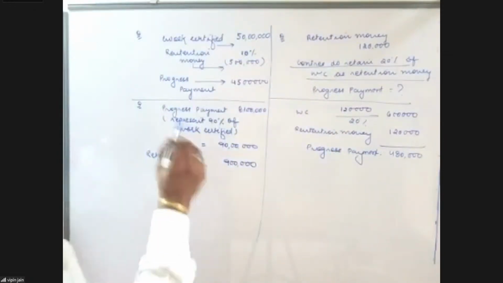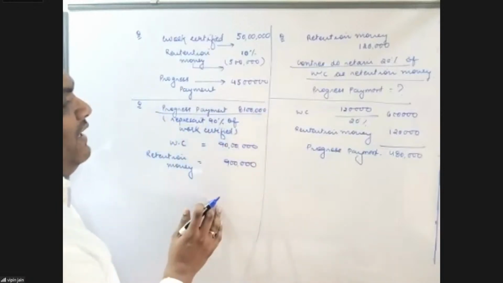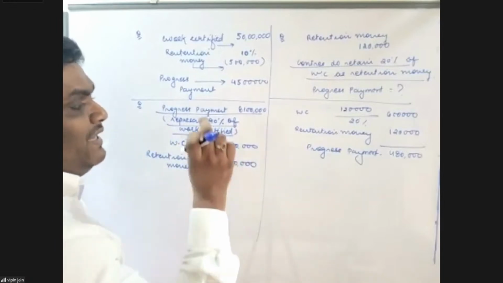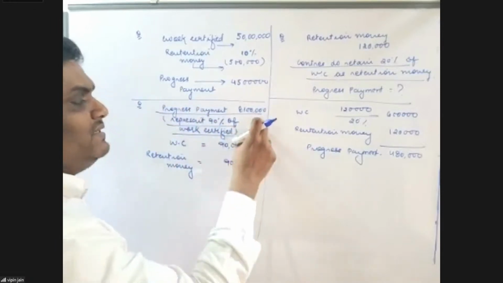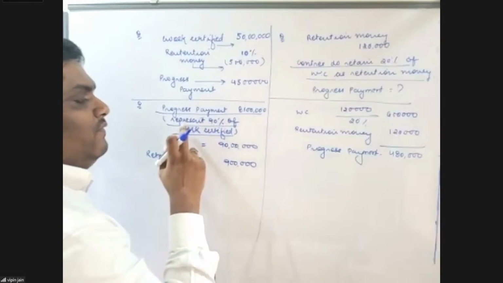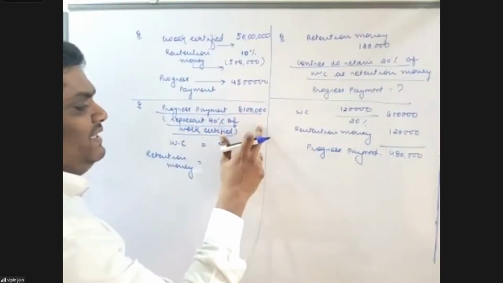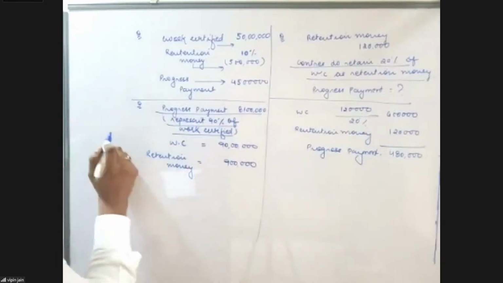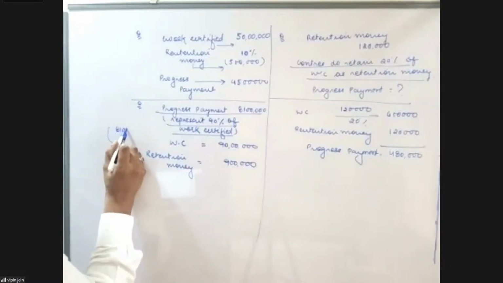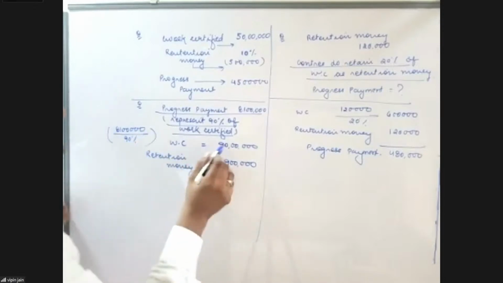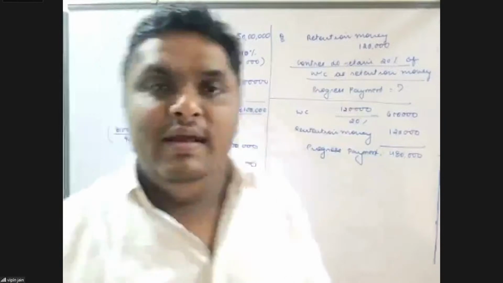When talking about this question, the progress payment is 81 lakh. That represents 90% of the work certified. That is, let's say if the work certified is 100, 90% is my progress payment and 10% is my retention money. So 81 lakh represents 90% of work certified. So how much will be my work certified? 90 lakh.